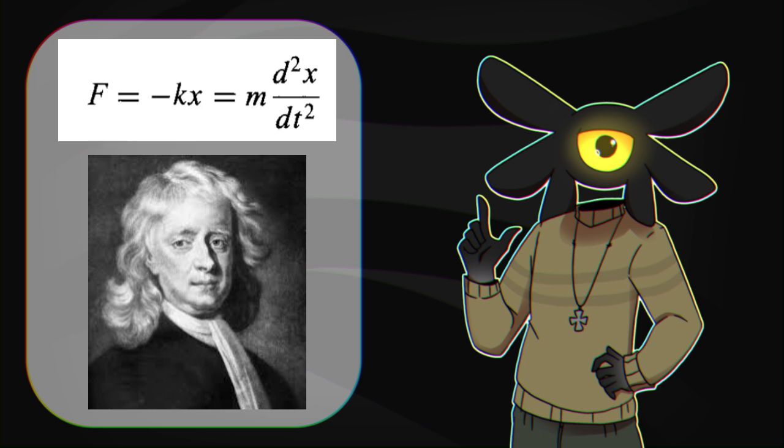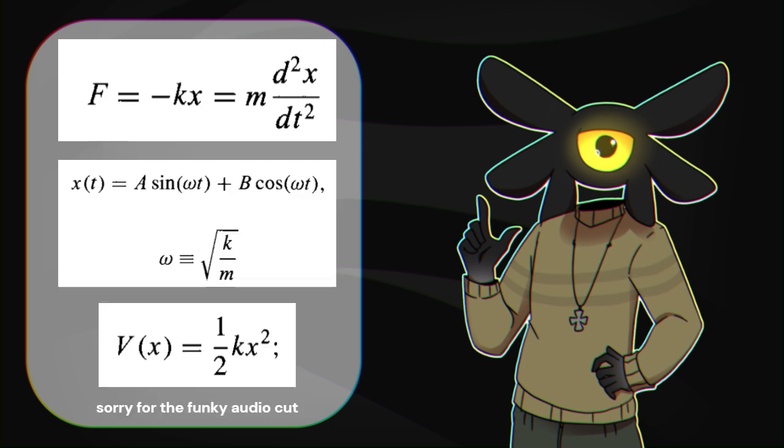Solving this second-order differential equation yields the general solution of x of t equal to a sine omega t plus b cosine omega t, where omega is equal to the square root of the quantity of the force constant k divided by mass. The potential energy for the system is a function we will also call V of x, and it's equal to 1/2 times the force constant times the square of the position.